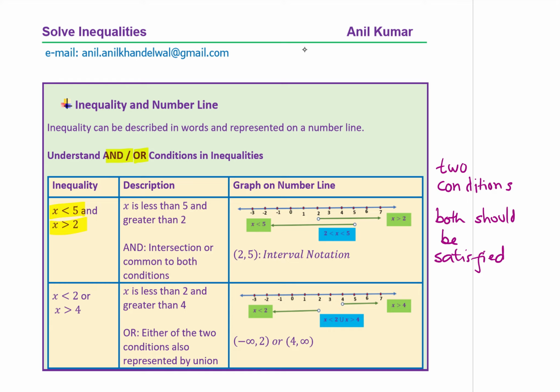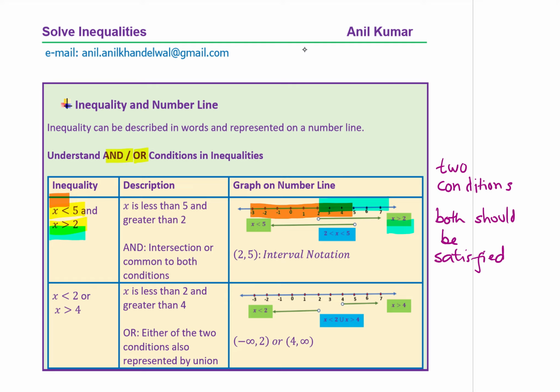Now this is with "and". When we say "and", for example here, we have shown x is greater than 2. Let's color it in a different color, blue. So that is x greater than 2. On a number line, we have shown this going in this direction. The other one is that x is less than 5, which means from 5 we are going in this direction. Do you see that? What is common to both? That is what we mean.